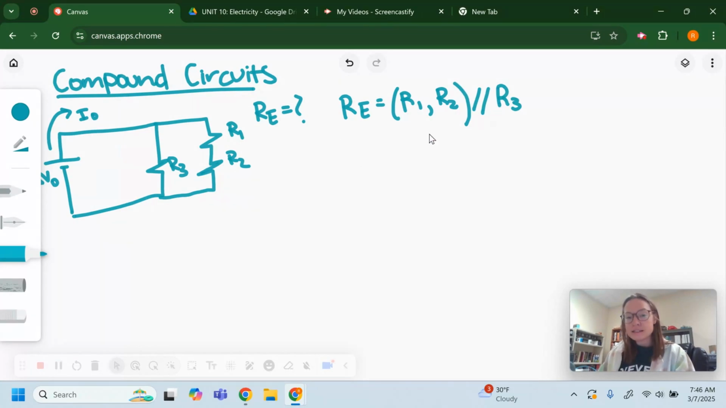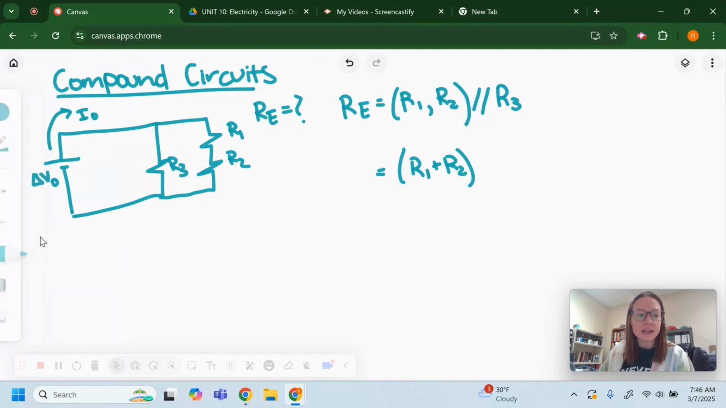Now, after writing this statement, I can turn this into math. Here's how I do it. Anything that's in series, I just add together. Anything that's in parallel, I do 1 over that thing plus 1 over the other thing, and then 1 over all of that, as we are accustomed to doing. So, for example, to find the equivalent resistance of just R1 and R2, I'm going to add them together. R1 plus R2 gives me the equivalent resistance of this branch. Now, I can treat R1 plus R2 like its own little resistor.